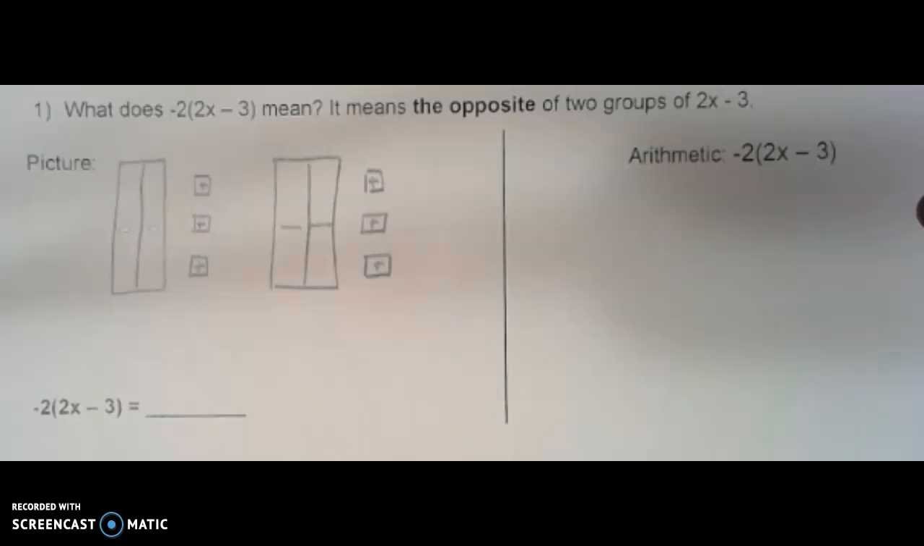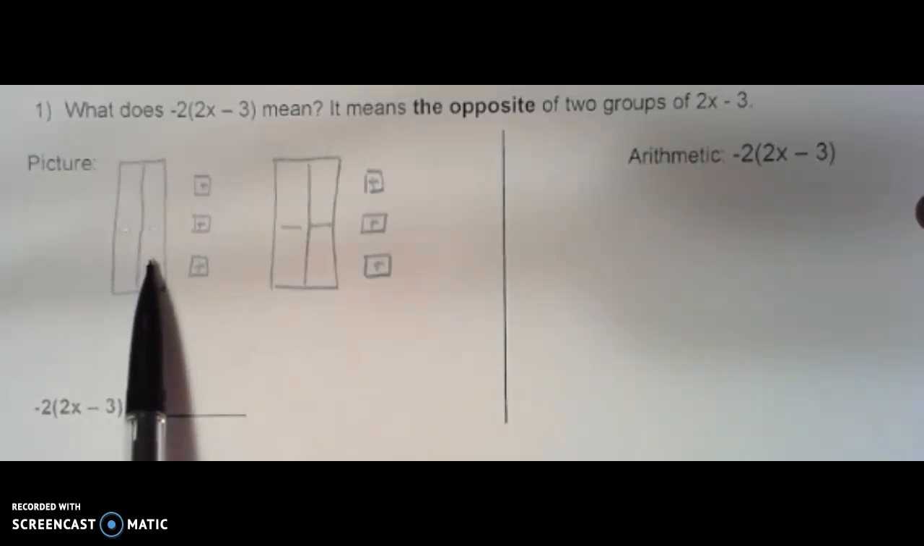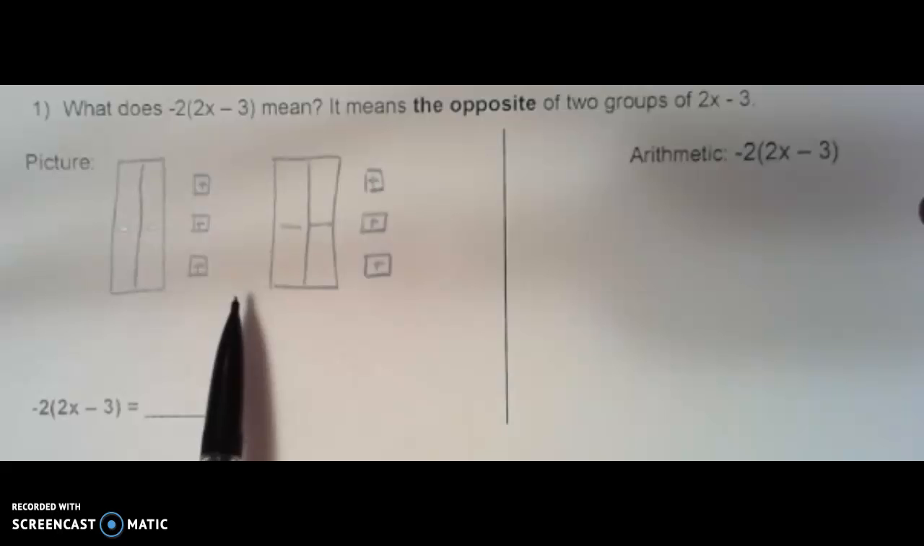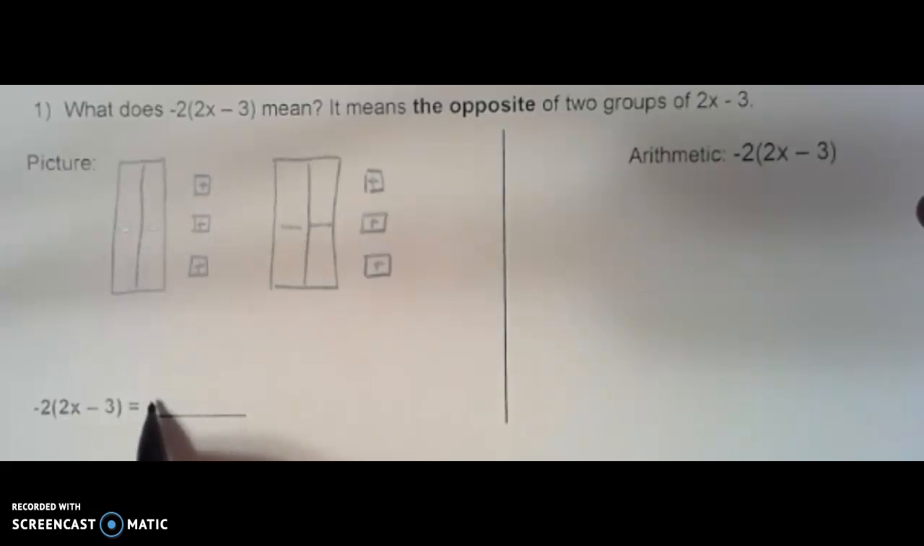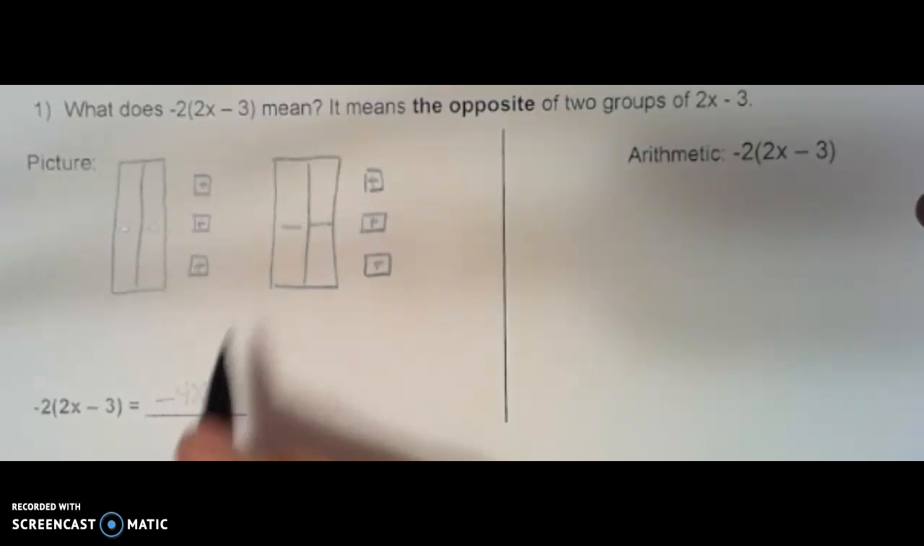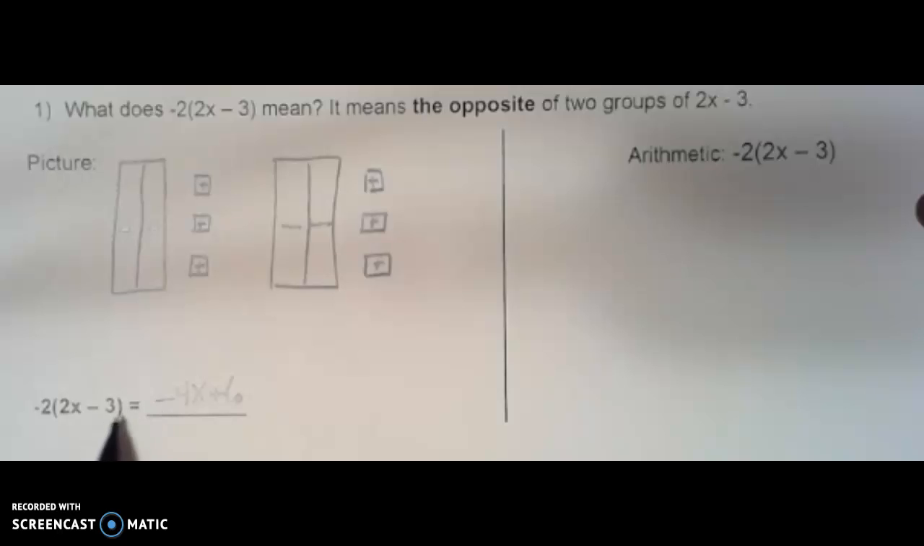And now if I were to combine the terms that are similar, I have two negatives, two more negative variables. Negative 2x and negative 2x is negative 4x. And then 3 constants and 3 more constants. 3 plus 3 is a positive 6. Okay, so this means that negative 2 multiplying 2x minus 3 is negative 4x plus 6.